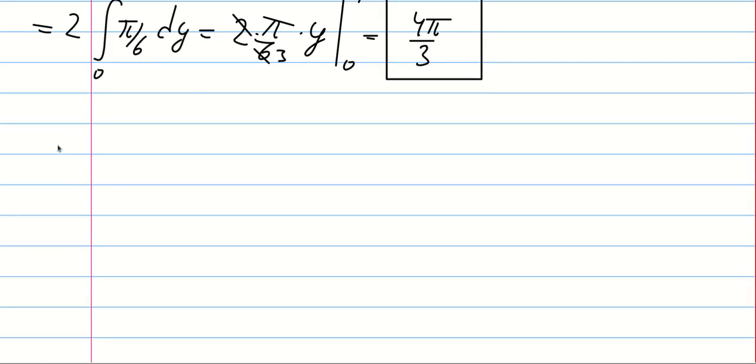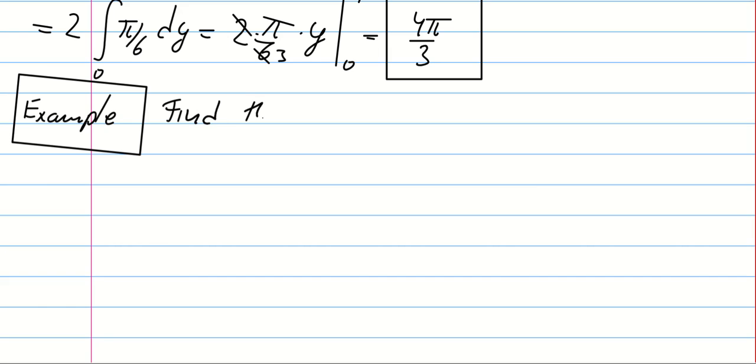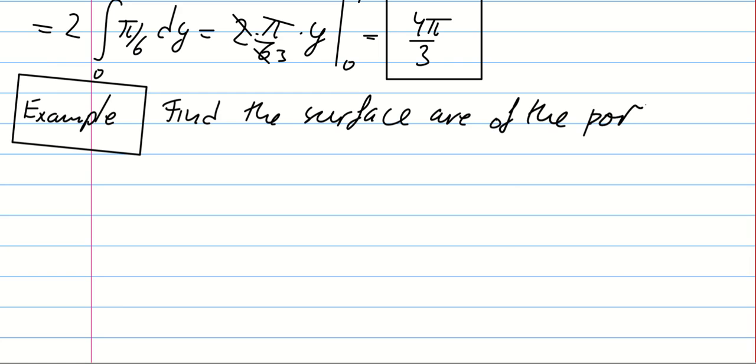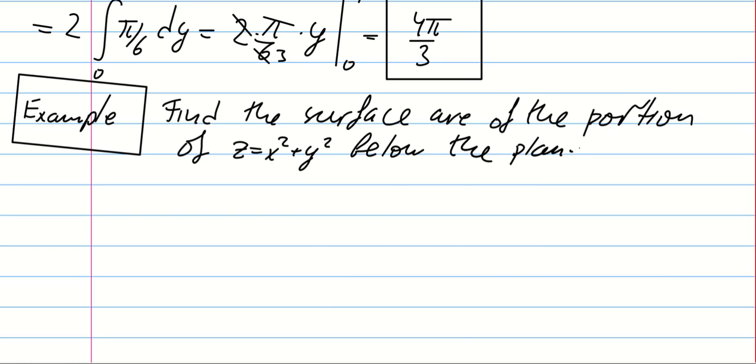So another example that we're going to do is the following example. In this example, we have to find the surface area of the portion of z equals x squared plus y squared below the plane z equals 1.